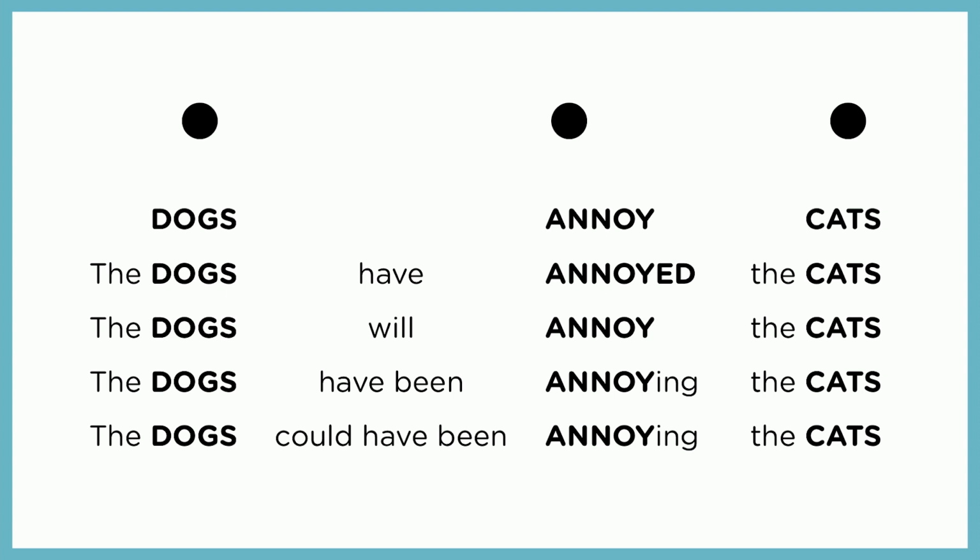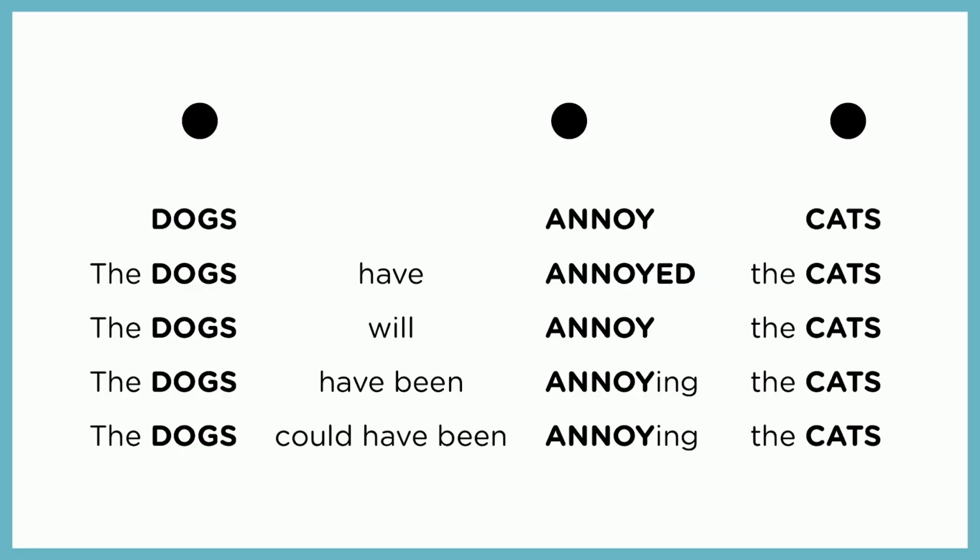All right. Let's jump into it. I'll do the first one, you do the second one. Okay, great. Okay, so I'm going to start with this one. We're going to have a beat like this. Dogs annoy cats. The dogs have annoyed the cats. The dogs will annoy the cats. The dogs have been annoying the cats. The dogs could have been annoying the cats.